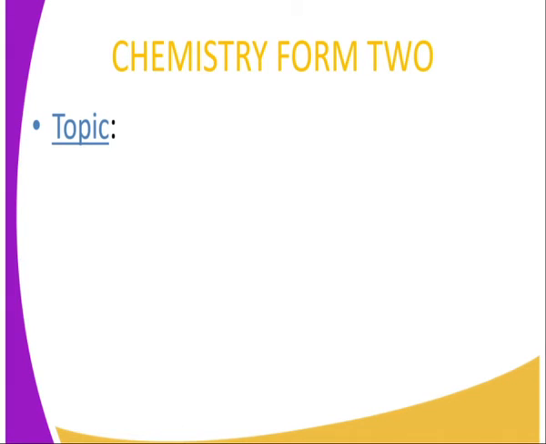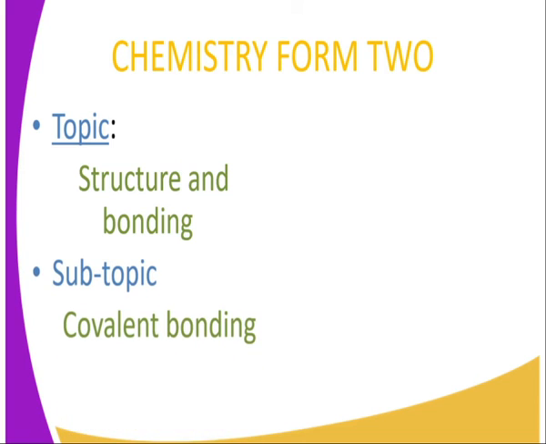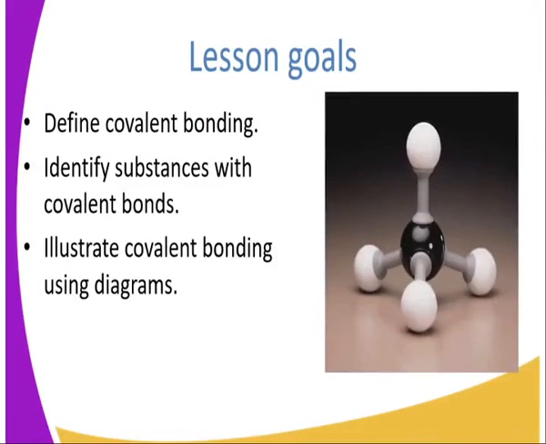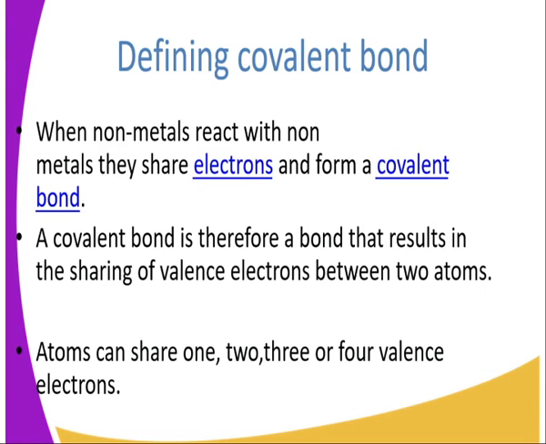I'm Mr. Francis Mwangi. I will be taking you through today's lesson, Chemistry Form 2. And our topic today is structure and bonding, where we will look more at covalent bonding. By the end of today's lesson, you will be able to define covalent bonding. You'll be able to identify substances which have covalent bonds. And lastly, you will be able to illustrate covalent bonding using diagrams.